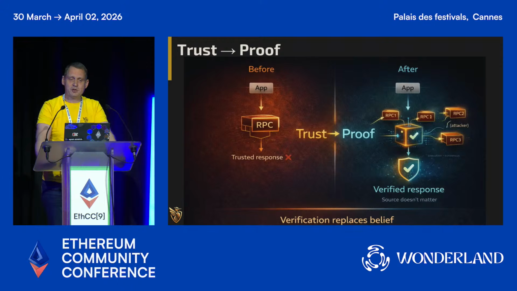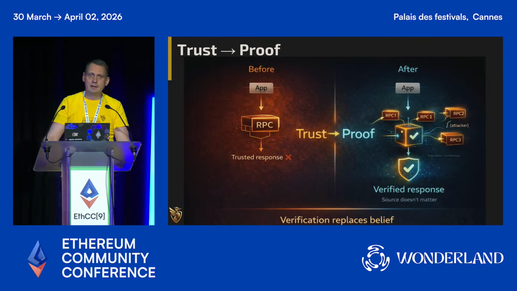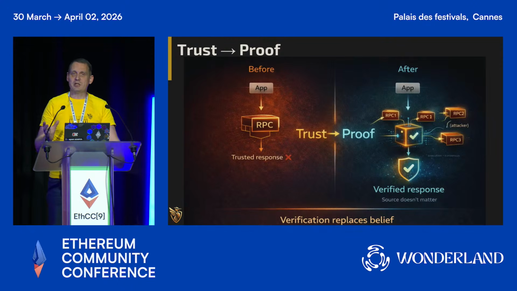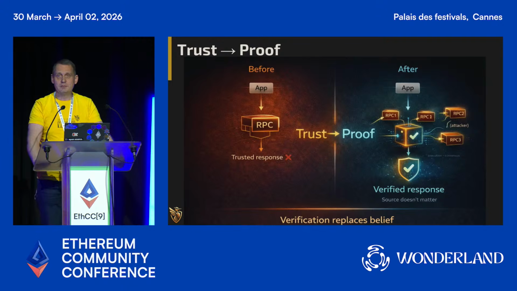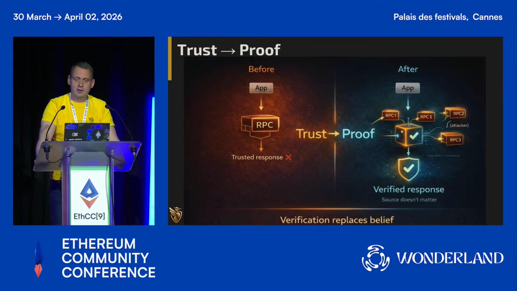And these proofs answer two questions. First, is the data actually part of the block? That's the execution proof. And secondly, is this block valid and part of the canonical chain? That's the consensus proof. If both are valid, the data is correct. Not because we trust the provider of the data, but because we verified it ourselves.